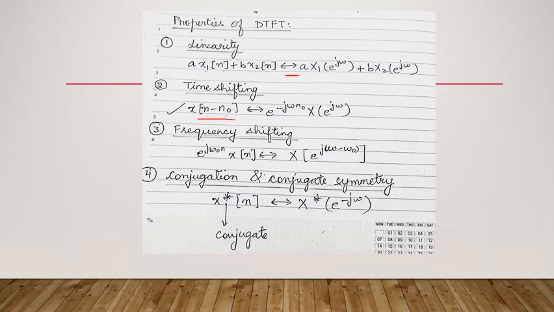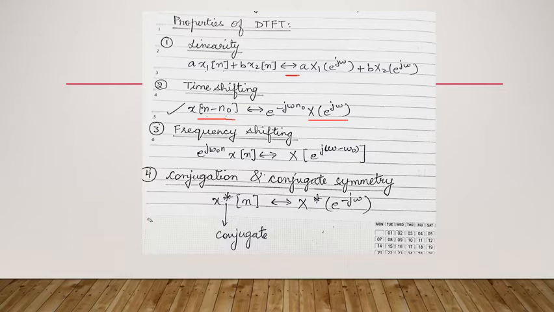So there is a shifting in the time domain. Now if you shift a signal in time domain, what will happen to its DTFT? Let us see the effect. So X(e^jω) remains as it is. That is, it was the transform of x(n).